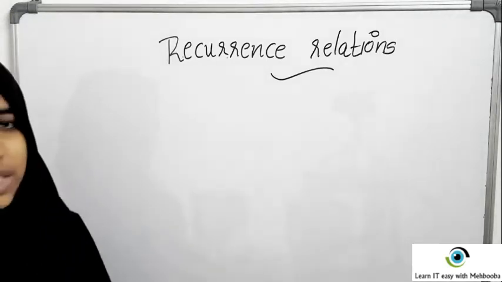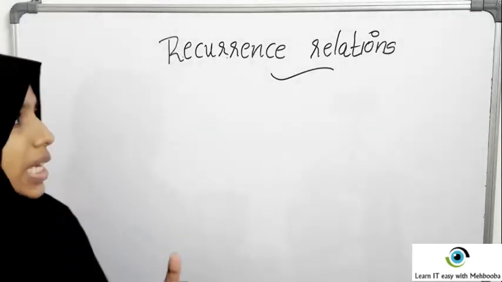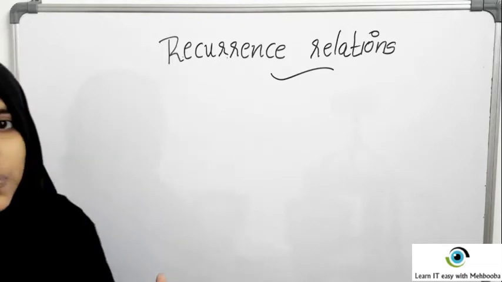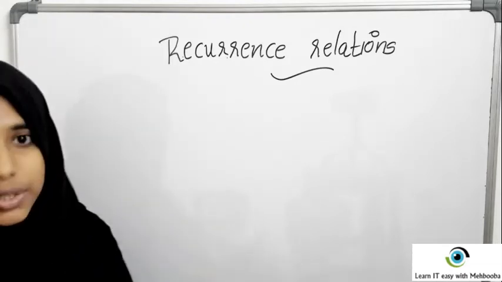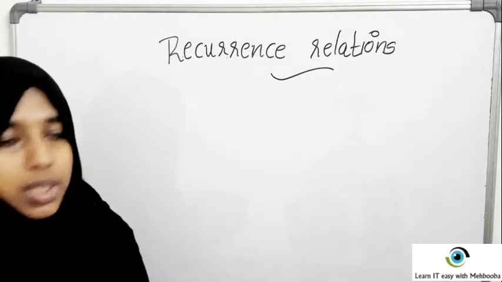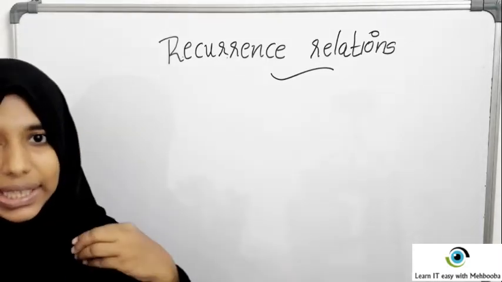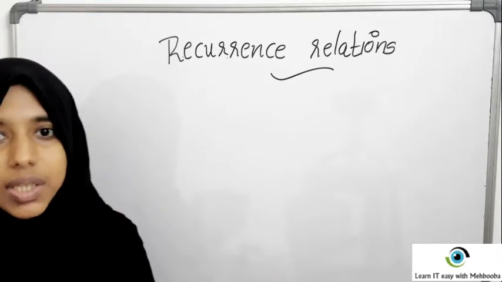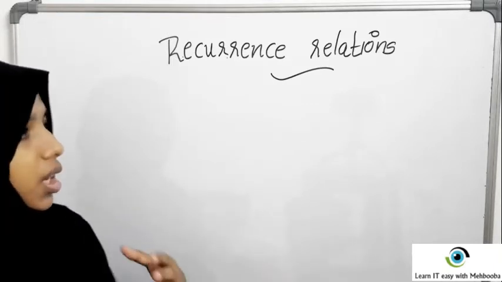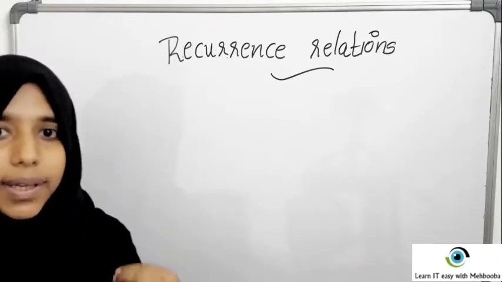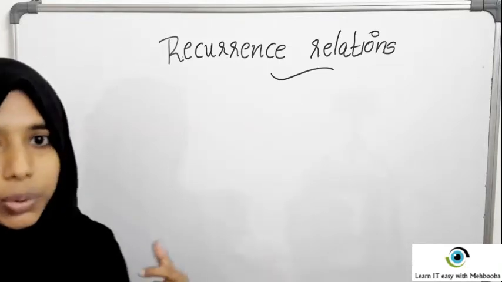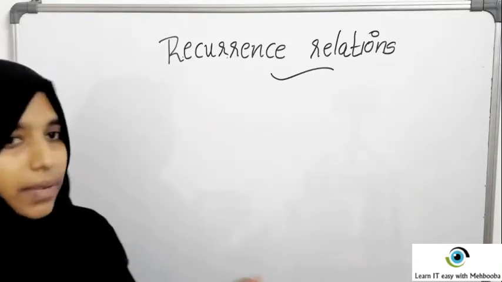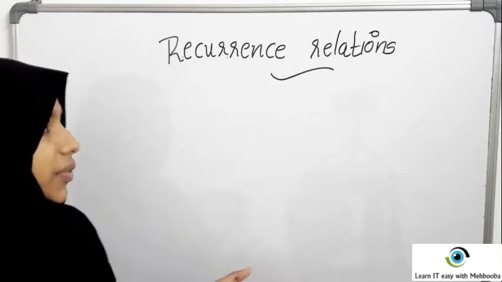In this video we will see recurrence relations. In the previous videos we have seen how to calculate the complexity of an algorithm using frequency counts. That is, we sum up the frequencies of execution of various statements in the program, and we define the complexity of that algorithm using a suitable asymptotic notation. We have seen all that in the previous videos.